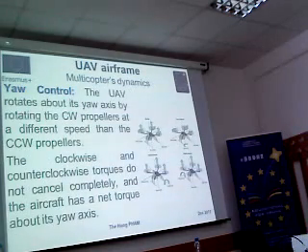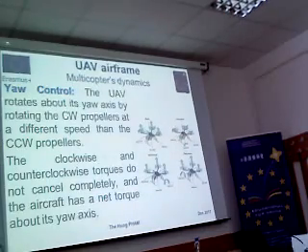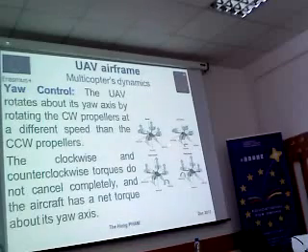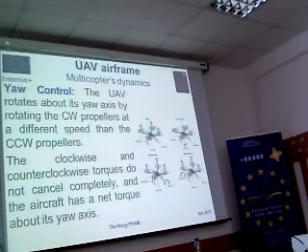So for the yaw control, you can see here. We want to rotate the drone with respect to the yaw axis. So we will make the speed of these diagonal rotors bigger than the other diagonal, so it will rotate. And in the opposite direction, we increase the speed of these two and decrease the speed of these two, so it will rotate in the opposite direction, due to the moments that they have created.